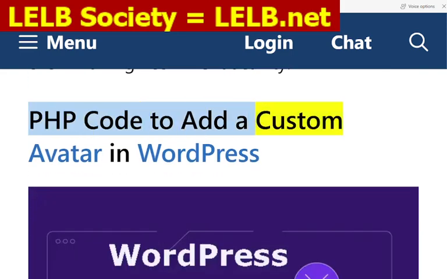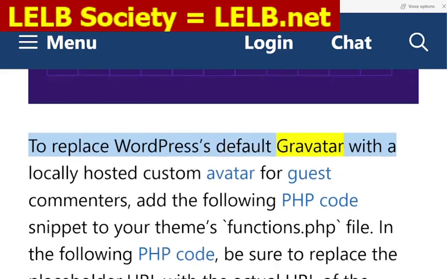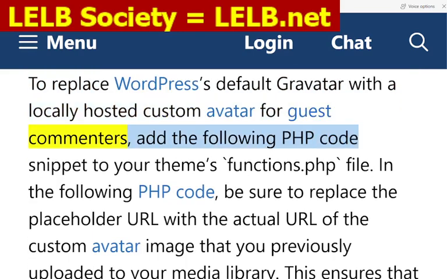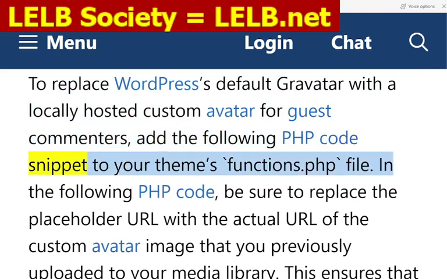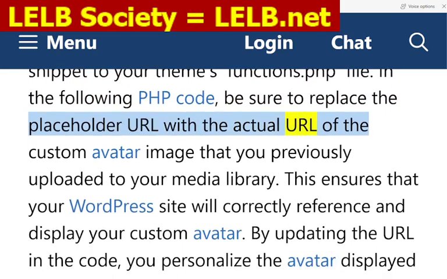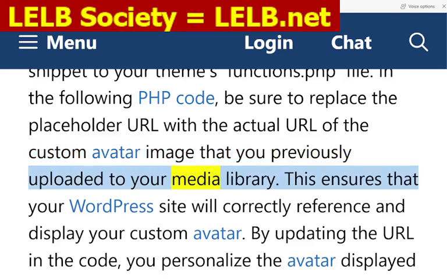PHP code to add a custom avatar in WordPress. To replace WordPress's default Gravatar with a locally hosted custom avatar for guest commenters, add the following PHP code snippet to your theme's functions.php file. In the following PHP code, be sure to replace the placeholder URL with the actual URL of the custom avatar image that you previously uploaded to your media library.